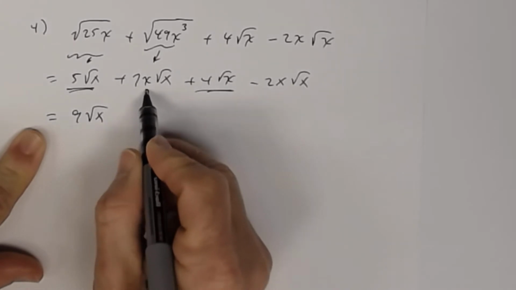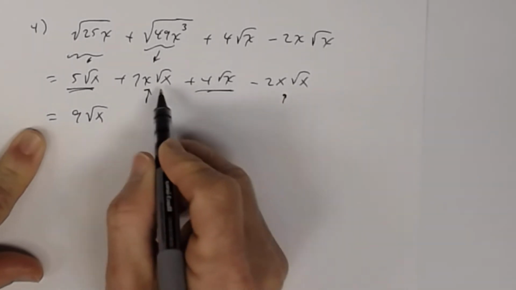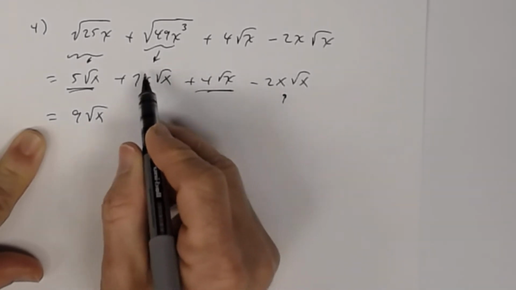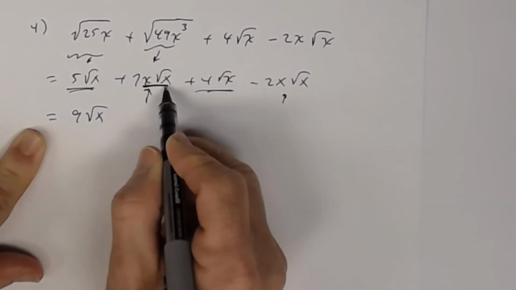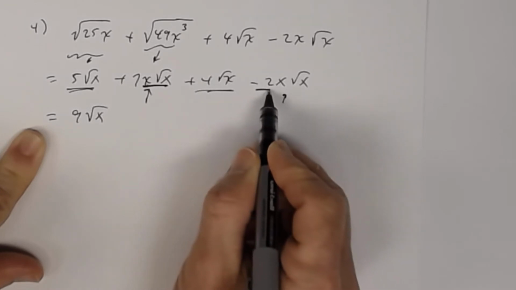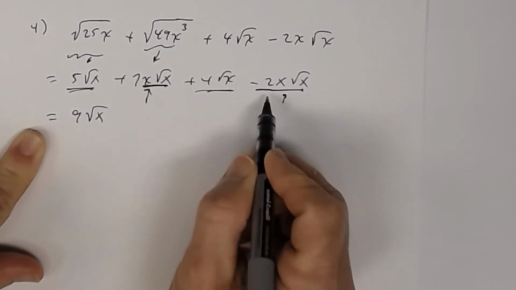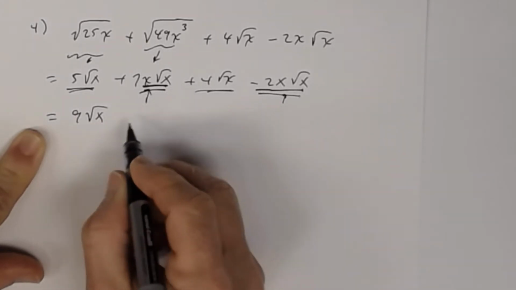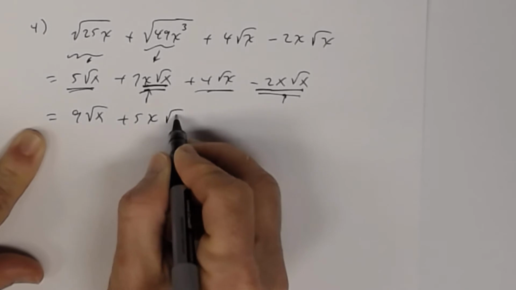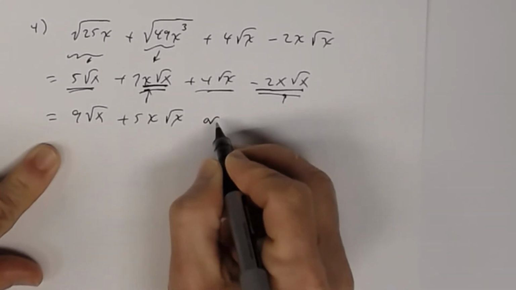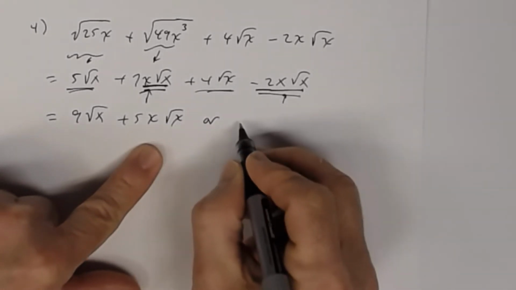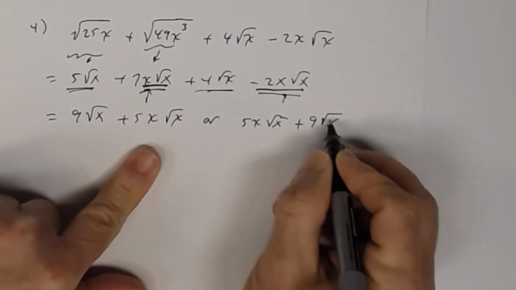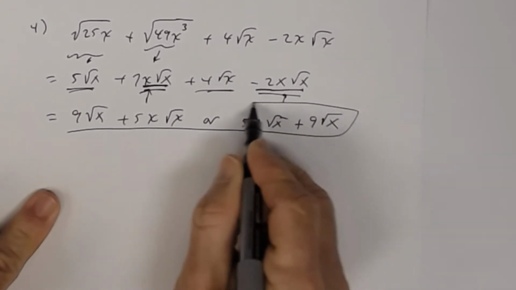And now these are like terms because they both have square root of x and they both have an extra factor of x. So 7x square root of x minus 2x square root of x, these two are like terms, gives us 5x square root of x. All right, and if you want to rewrite the answer using this term first, you can: 5x square root of x plus 9 square root of x. It does not matter.